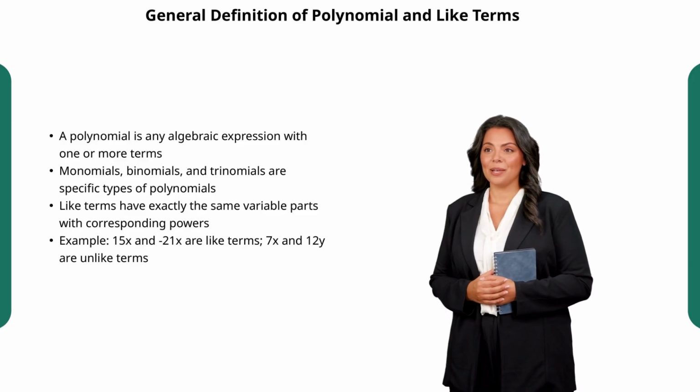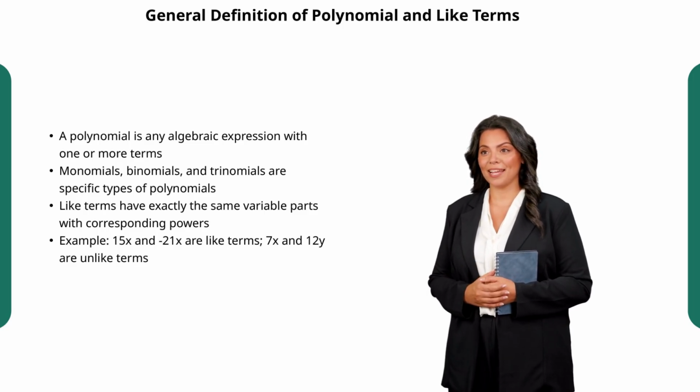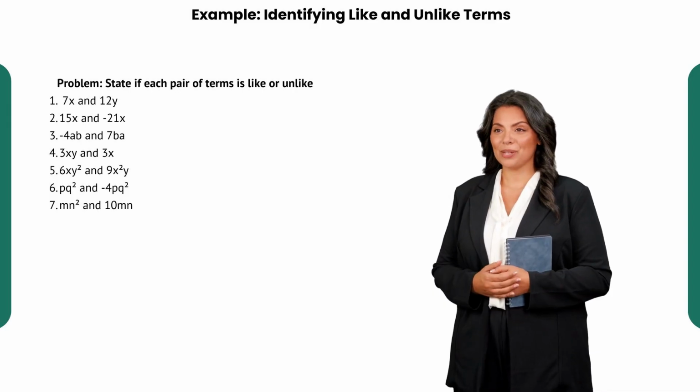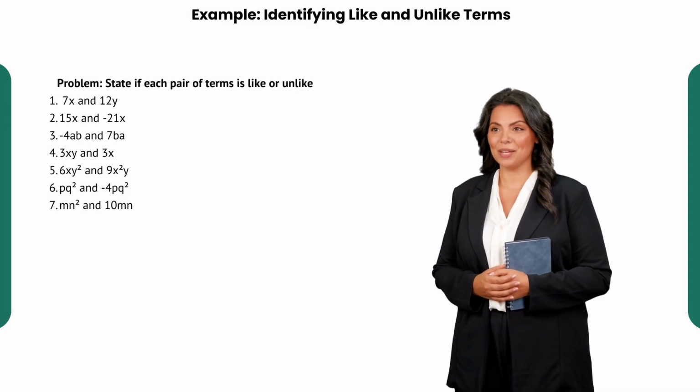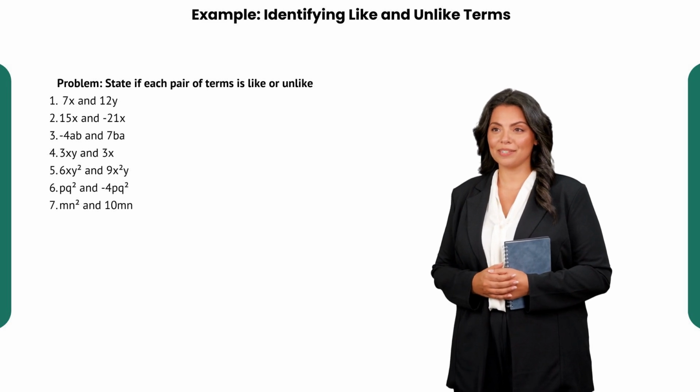Imagine having different colored building blocks. You can only combine blocks of the same color to make a bigger block. That's exactly what like terms are for algebraic expressions. Let's learn by doing. Here are 7 pairs of algebraic terms. Your challenge is to decide which pairs are like terms and which are unlike terms.